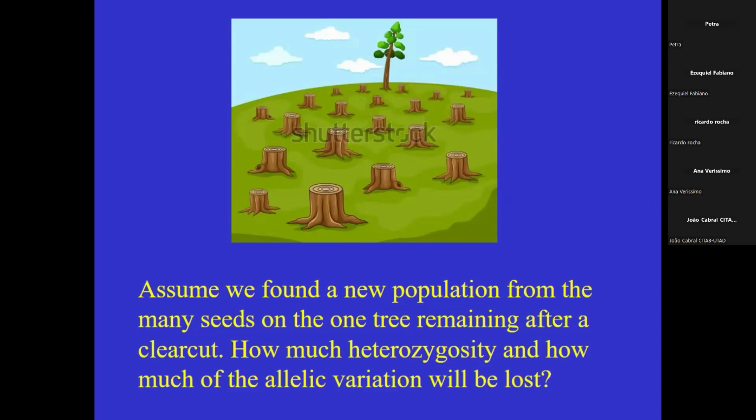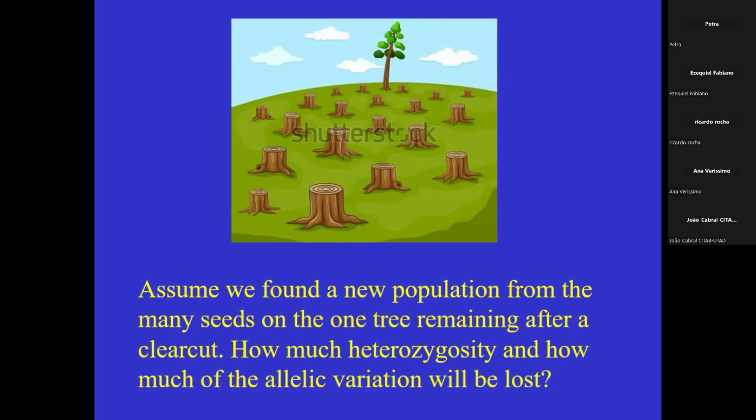So I was just saying, after the trees have been cut off, the only tree that stands there will have the heterozygosity of the population, because obviously they were all the same population. But obviously that tree will not have all the alleles of the population. But we're going to start the next generation from the seeds on that tree. Yes, so what's going to happen to heterozygosity? It will be the same.